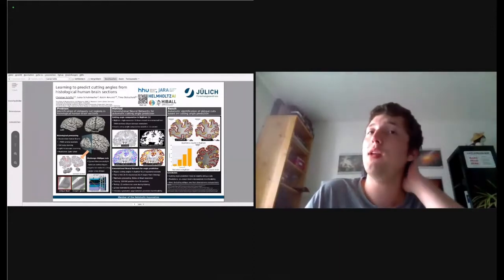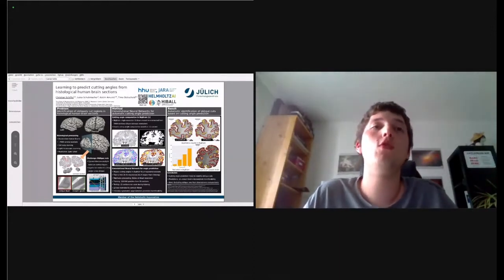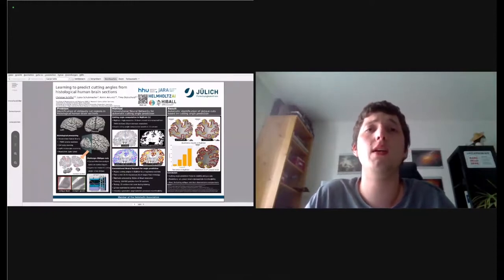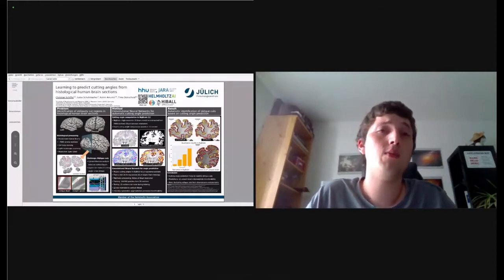To generate the required training data, we made use of the so-called BigBrain model, which is a high-resolution 3D model of the human brain, which has been reconstructed from over 7,000 histological sections. The 3D context available for the BigBrain allowed us to compute cutting angles directly and use them as training data for our model.